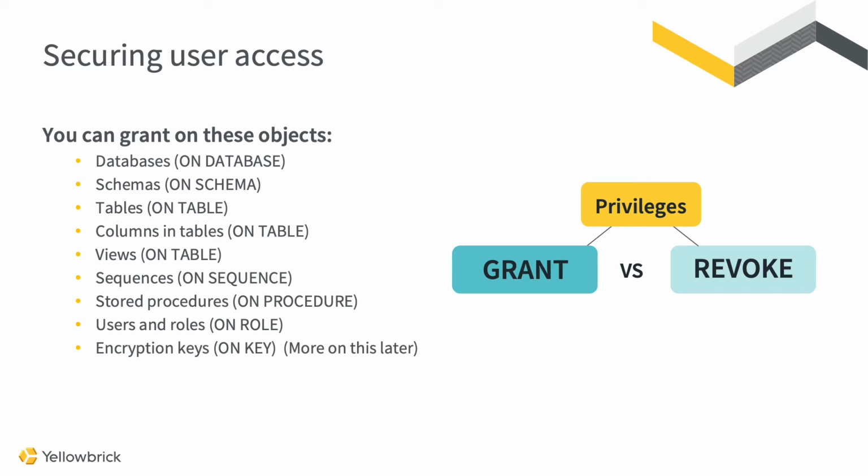As I mentioned, everything in Yellowbrick is an object. So I'm able to grant on a database, a schema, specific columns in a table. One thing that's really different in Yellowbrick is the ability to grant and revoke on encryption keys. But I'll talk more about that in a minute.